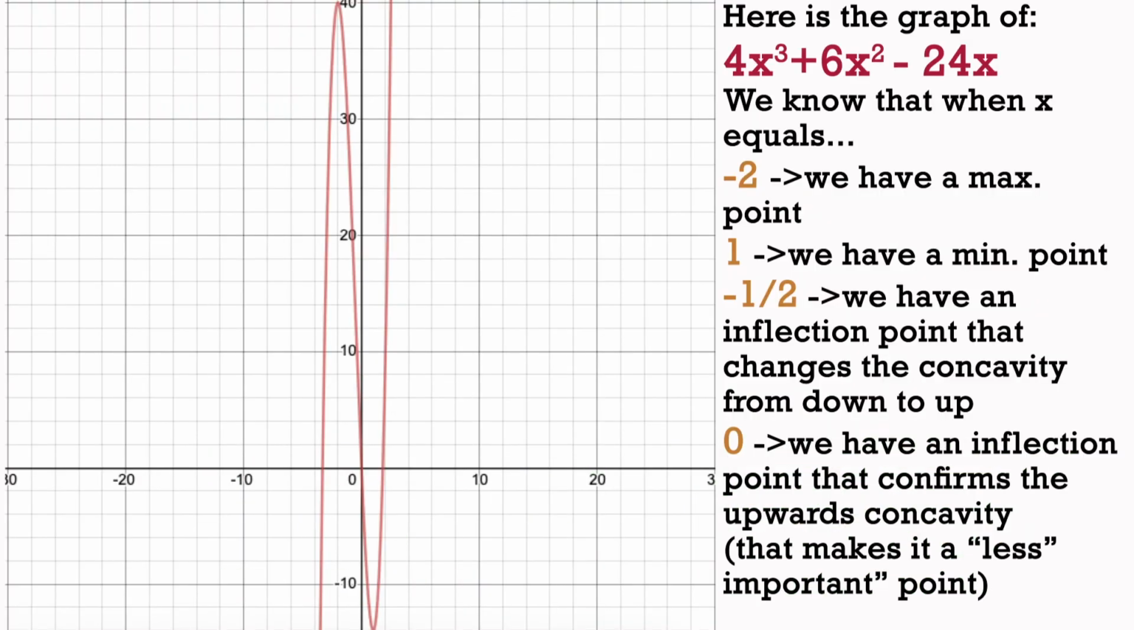Now here's the graph of 4x cubed plus 6x squared minus 24x. We know that when x equals negative 2, we have a maximum point. When x equals 1, we have a minimum point. When x equals negative 1/2, we have an inflection point that changes the concavity from down to up. And when we have x equaling 0, we have an inflection point that confirms the upwards concavity.